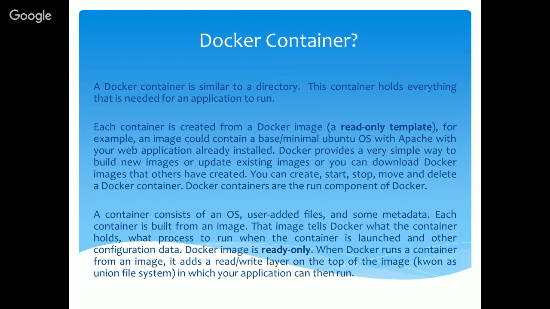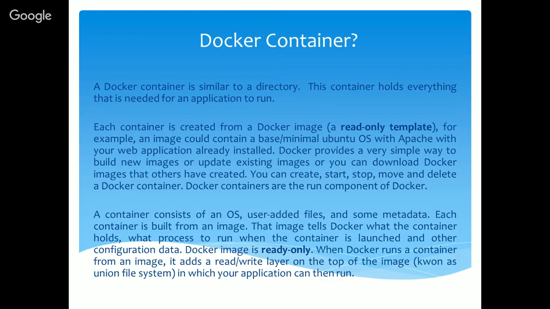And you can just pretty much use that image and start deploying multiple containers. That way you don't have to deploy any base OS, you don't have to install Apache and then your application. Everything is bundled together within one image or within one container. So you can have multiple of those containers. Docker provides a very simple way to build new images. You can go ahead and create your own images, or you can take an existing image and update that image with your own add-ons.